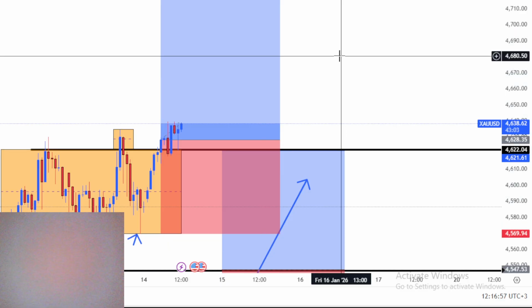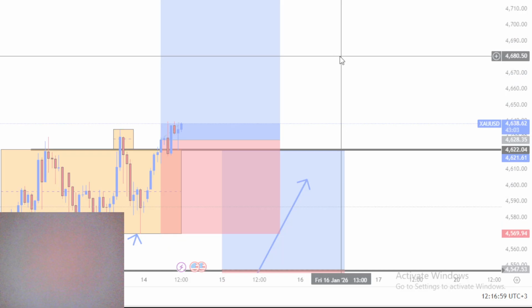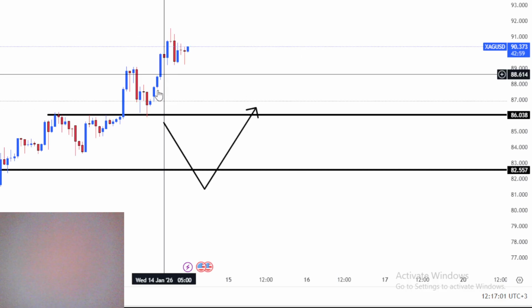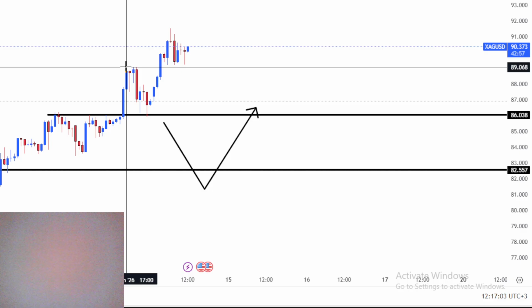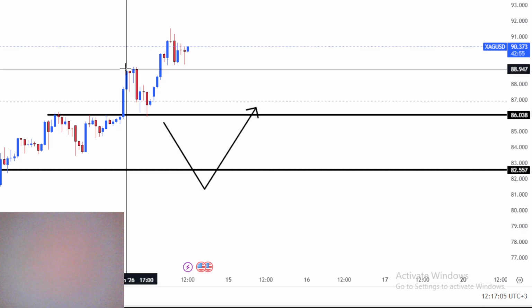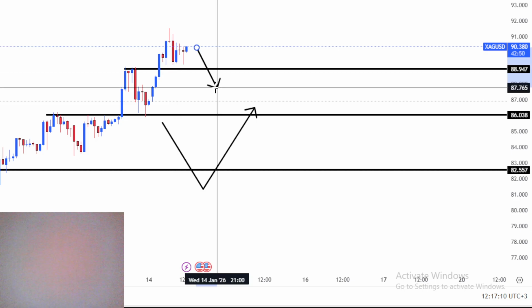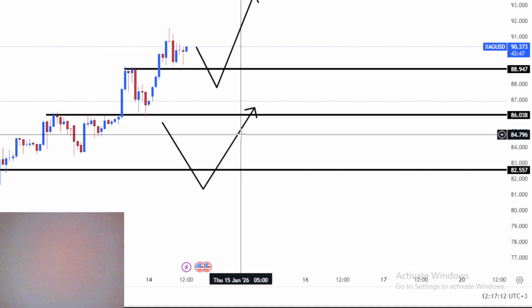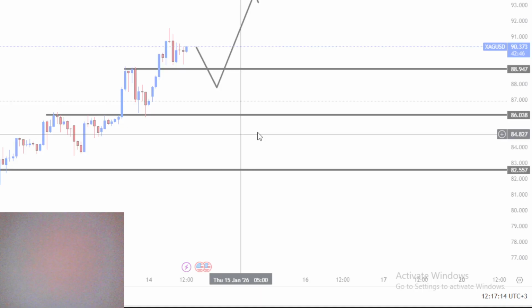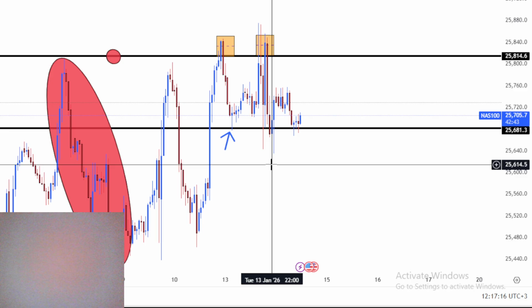Okay, so let's go to XAG USD. XAG USD is more of moving in very powerful blasts, but if it can correct back to this level, it will be great, and then a bullish push up. So we're still waiting. Nasdaq misbehaved yesterday.